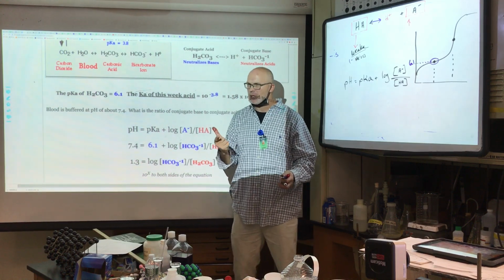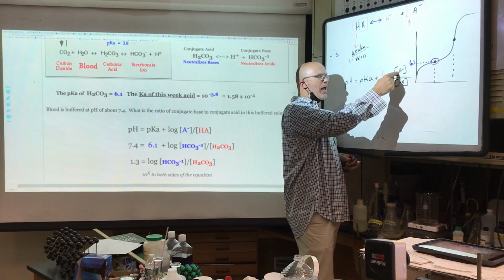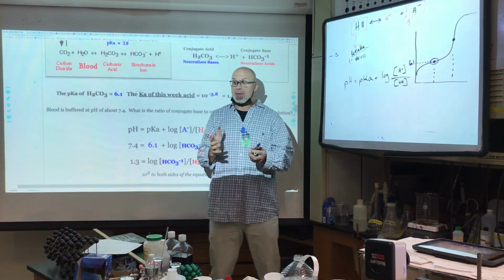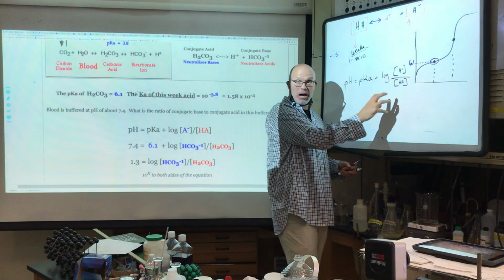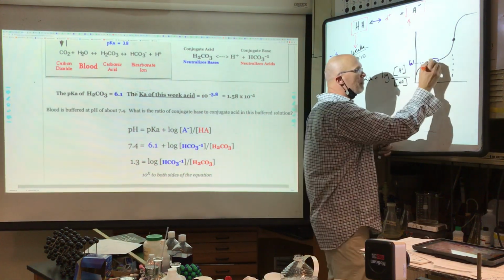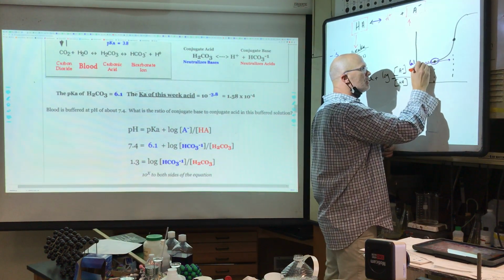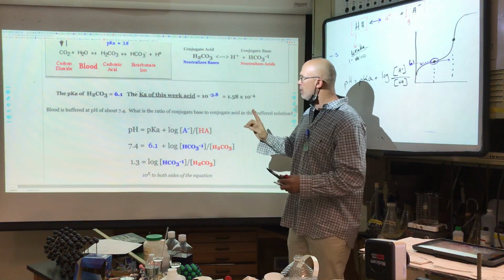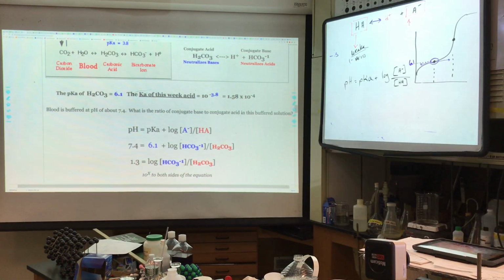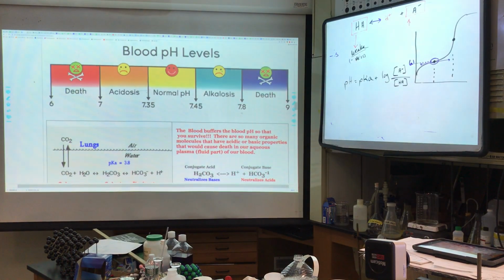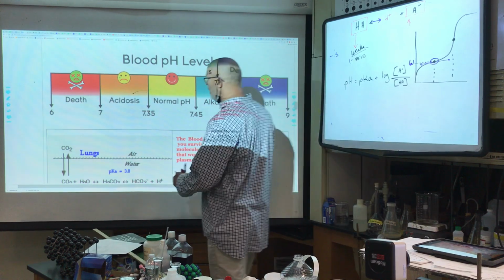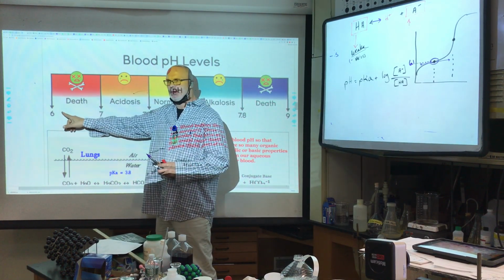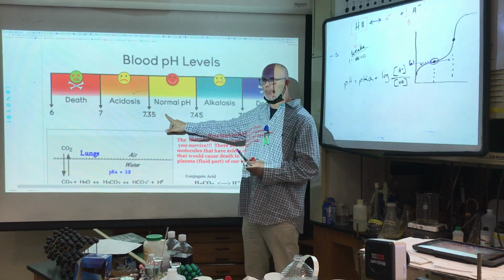Why is it max buffering position? Because we have the greatest amount of A, or conjugate base, and conjugate acid. Why is that max buffering? Having equal amounts of conjugate acid and conjugate base means you're able to buffer in both directions. The greatest. But wait a minute. The blood needs to be buffered where? Is the blood buffered at 6.1? If the blood buffers at 6.1, we'd be dead. It needs to use this and buffer it at a higher pH.